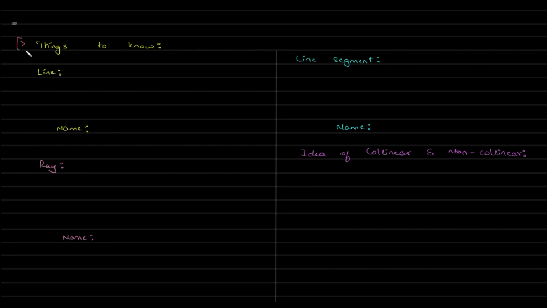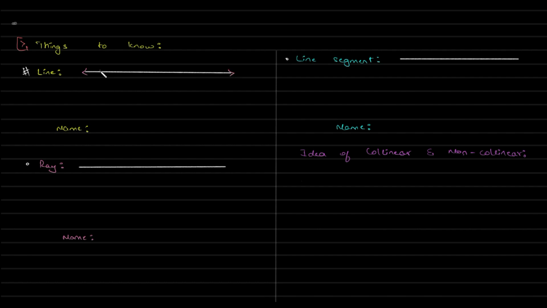Things that we need to know before we start talking about any basic thing in geometry. That is about line, ray, and line segment. So what is a line? Is this a line? Is this a ray? And is this a line segment? Well, it's not entirely. There is some part of it that we need to use.